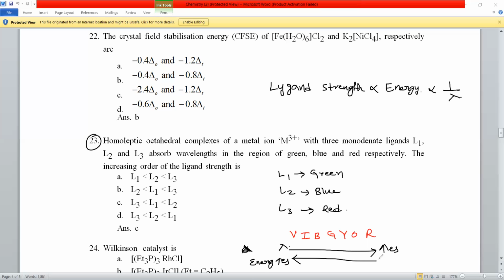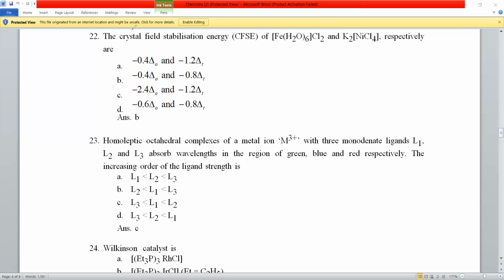Left to right, so which has more energy, students? Check here, they have given green and blue. So blue is the highest one. So L2 has greater energy, and later will be green, L1. Then red is the least energy, right? So L2, L1, L3, we have to consider this way. Answer C is the correct one, students. Next, question number 24.